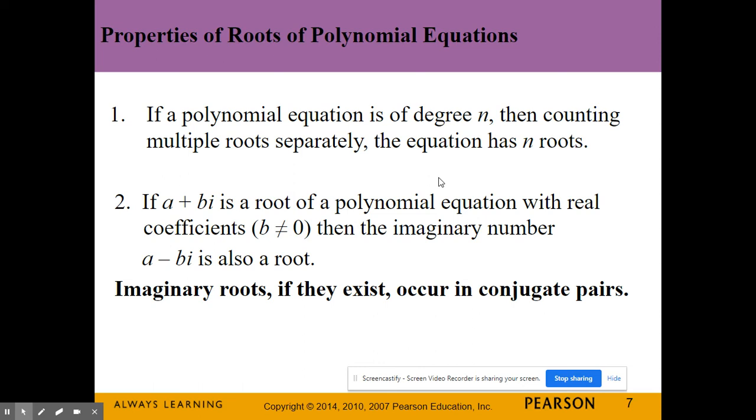For that matter, which we're not talking about here explicitly, but is also true, if you have an irrational root, the same thing would occur. An irrational root would also have a conjugate be a root as well. Okay.